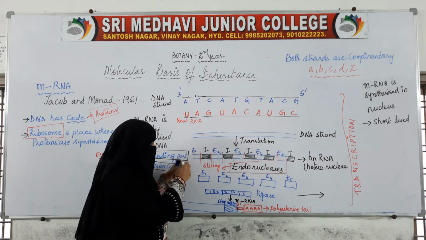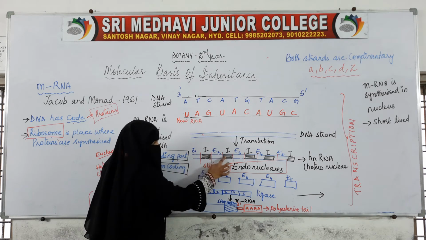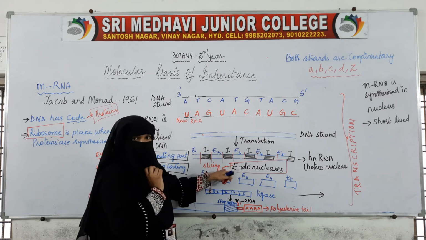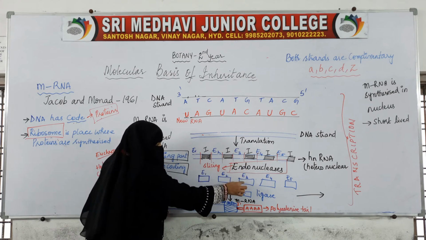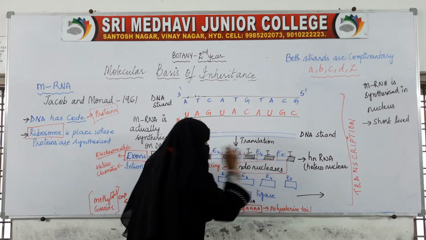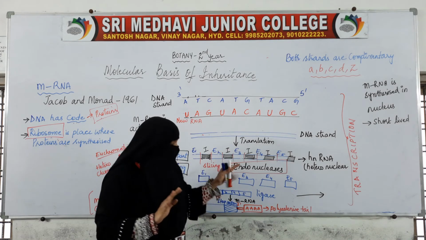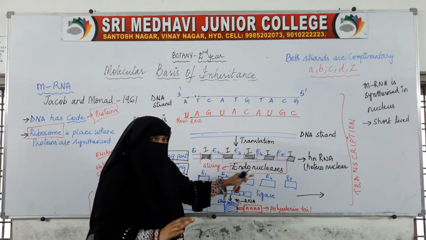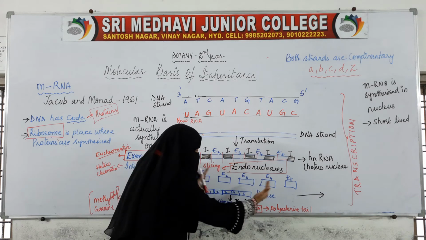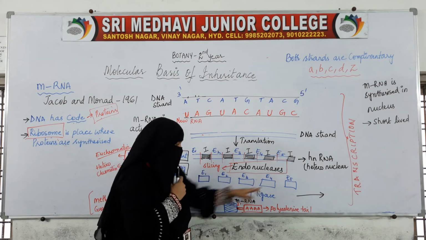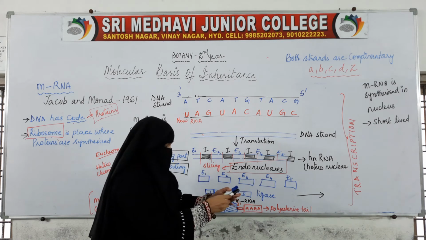So now we have the coding parts, E1, E2, E3, E4, E5. We have cut and sliced out the introns with the help of the endonuclease. They have removed the non-coding parts, and only the coding parts remain. Now these separated coding parts, all five of them, will join together with the help of another enzyme.